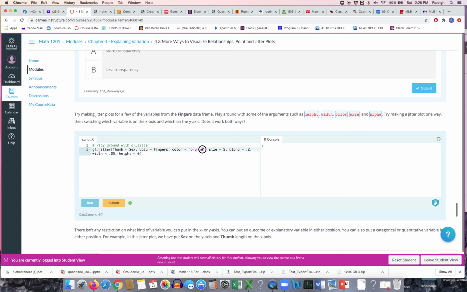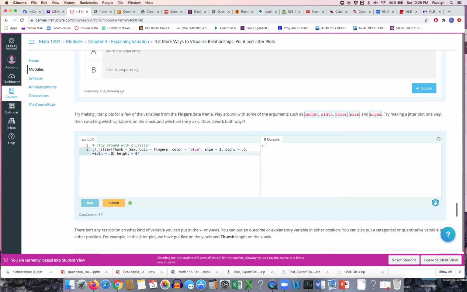For example, not thrilled with orange, so I'm going to change it to blue. This is really not very important, except if you feel that the color you have doesn't explain things well. And I decided to change the size to like a 3, just make it a little bit smaller. I also wanted to make the opaqueness go up a little bit, so I made it 0.5. And width, what did I do with width? I changed it to 0.07.